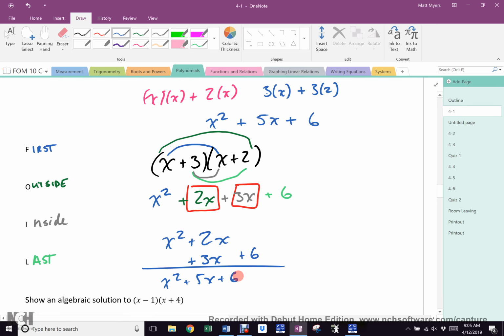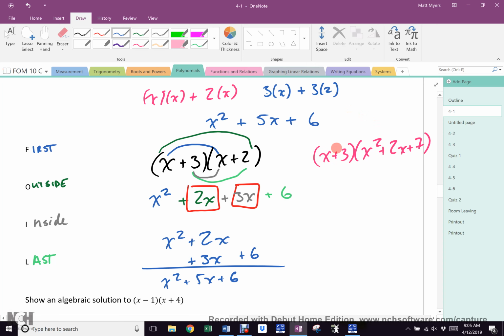I don't really care. Now, I said at the beginning of this that I don't like FOIL. The reason I don't like the term FOIL is because it applies to first, outside, inside, last, yes? What if I had this? Can I do first, outside, inside, last? No, because I got too many over here. So I don't like the term FOIL. I like to say its proper name, the distributive property. The first one will distribute all the way through.